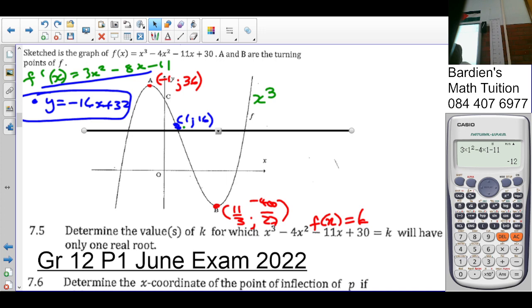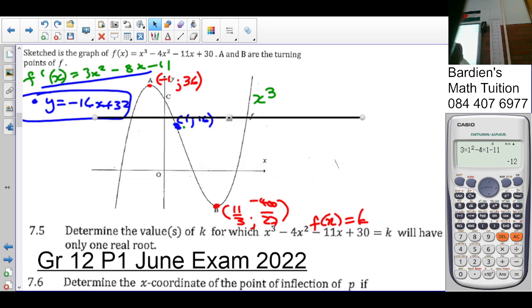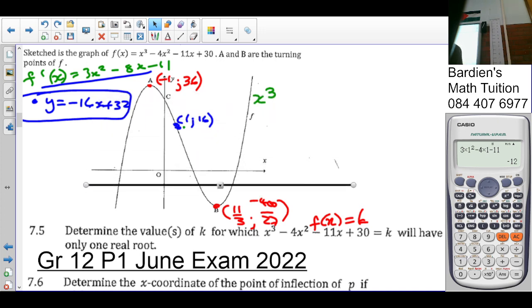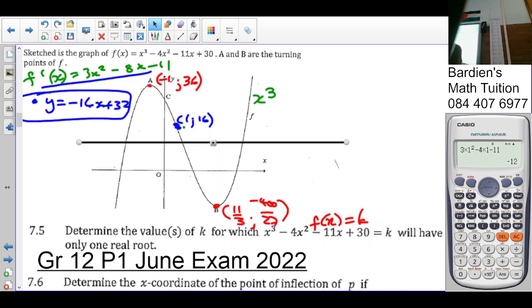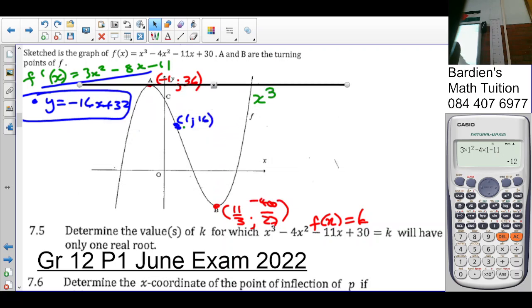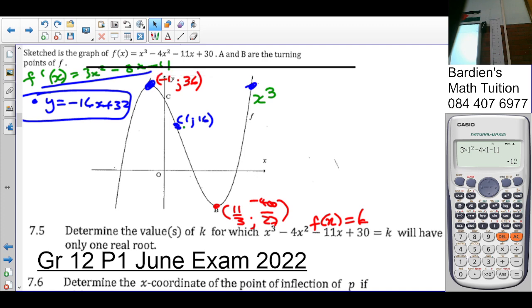Okay, so as long as it's between these two turning points here, it's going to cut thrice. Anywhere along the graph, it's going to cut twice. At the turning point there, it's going to cut twice: at the turning point once and at this point there. So it's twice. Anywhere above that, it's going to cut once. As you can see, this graph carries on here, so it will cut it at that point only.